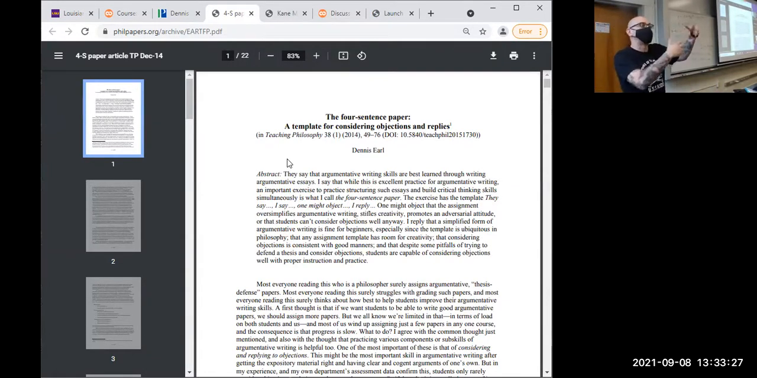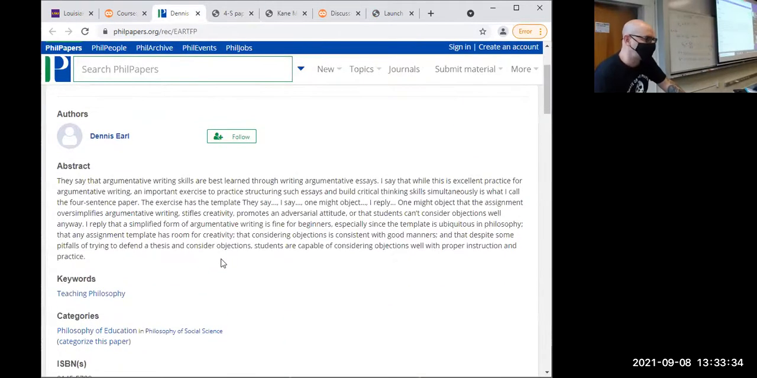Now, it's just those 4 sentences are paragraphs and sections of a paper, right? So take a look at his abstract here, which is formulated just like one. So they say the argumentative writing skills are best learned through writing argumentative essays. I say that while this is an excellent practice for argumentative writing, an important exercise to practice structuring such essays and build on critical thinking skills simultaneously is what I call a 4-sentence paper. The exercise has the template of they say, I say, one might object, I reply.